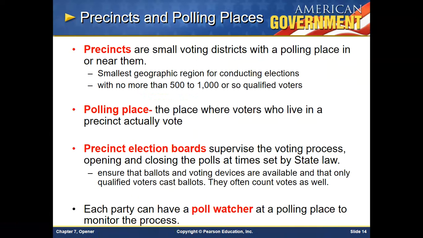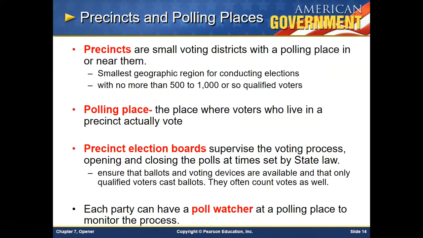Basically, a precinct is a voting district. Usually there's 500 to 1,000 people in a precinct. Once you are assigned to a precinct, you will go to your polling place. That's where you will actually go to do your voting. They have precinct election boards, and they basically supervise all of the election process. They open and close the polls. The times for these polls are usually set by state law, usually somewhere around 8 a.m. to 8 p.m. Usually this election board also counts the votes and sends the results to the proper place that they need to go to.